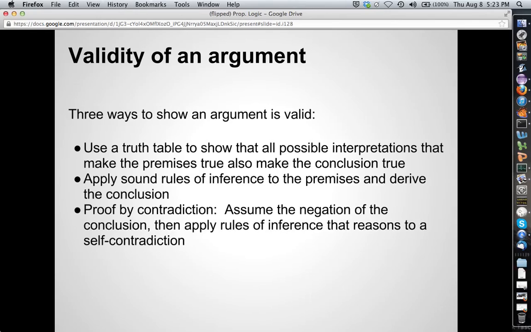So there's three ways you can show an argument is valid. One way is just use a truth table and then just go through and check. Okay, all these interpretations make the premises true. Do they also make the conclusion true? You can apply sound rules of inference, either the 9 rules of inference that we have seen, well, the 4 that we've seen and the 5 that we didn't see that we had a link to. We could apply these to the premises to derive the conclusion. Or you can do a proof by contradiction. You can assume the negation of the conclusion. Then you can apply rules of inference that reason to a self-contradiction. For example, A and not A, or something like that, something that can't possibly be true.